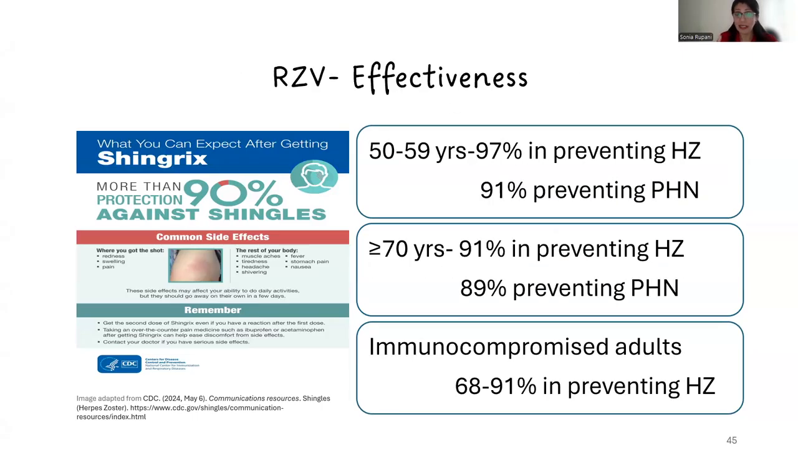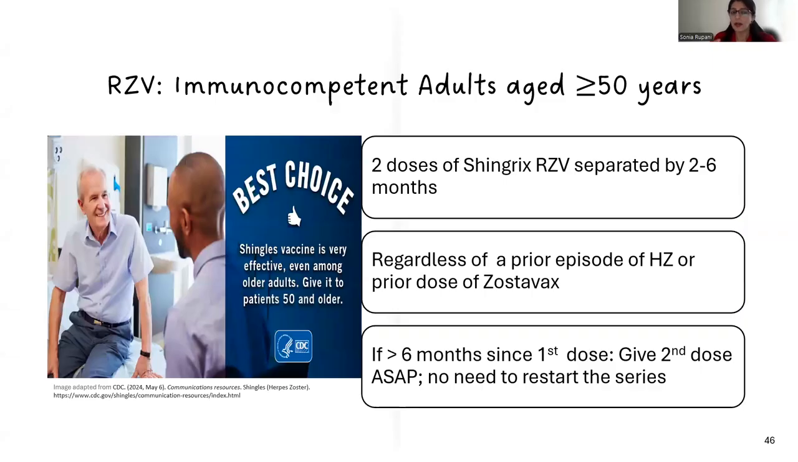There's also some effectiveness data where they looked at different age groups. At 50 to 59, the effectiveness of preventing herpes zoster was 97%, and 91% in preventing postherpetic neuralgia, which is wonderful. At 70 and older, 91% in preventing herpes zoster, 89% preventing postherpetic neuralgia. And in immunocompromised individuals, it was a range of 68 to 91%, depending on their disease condition, in preventing herpes zoster.